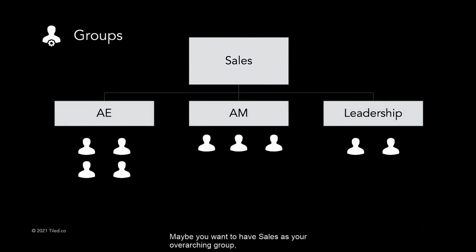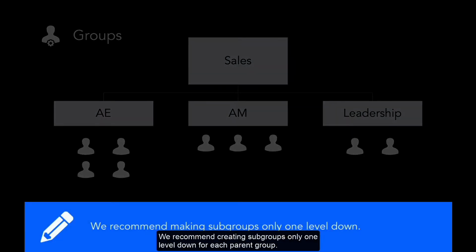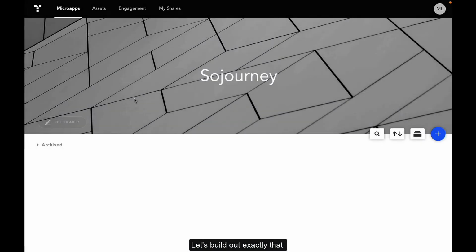Maybe you want to have sales as your overarching group, and then you have sales AE, sales AM, and sales leadership within that sales group. We recommend creating subgroups only one level down for each parent group. Let's build out exactly that.